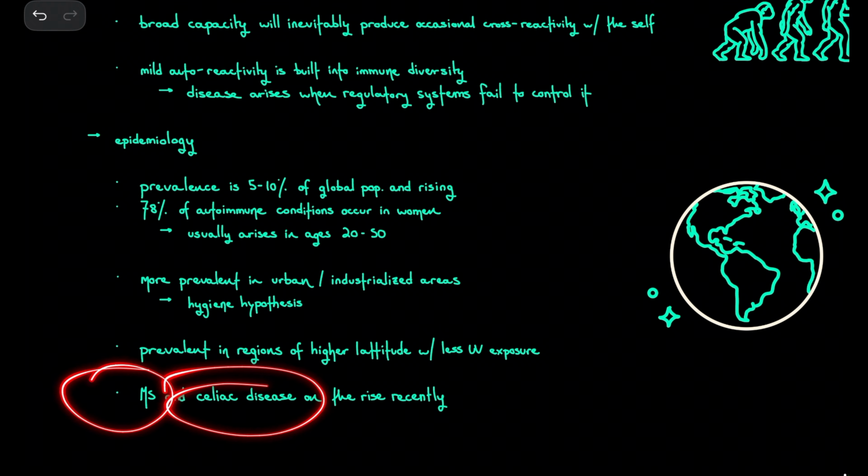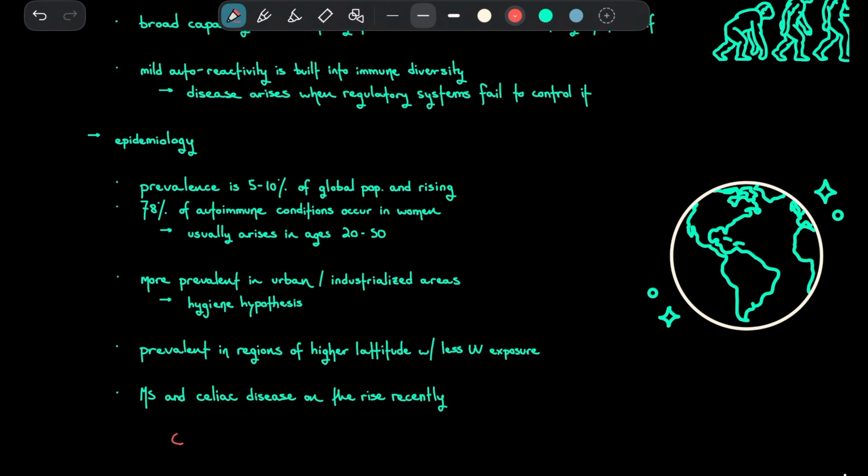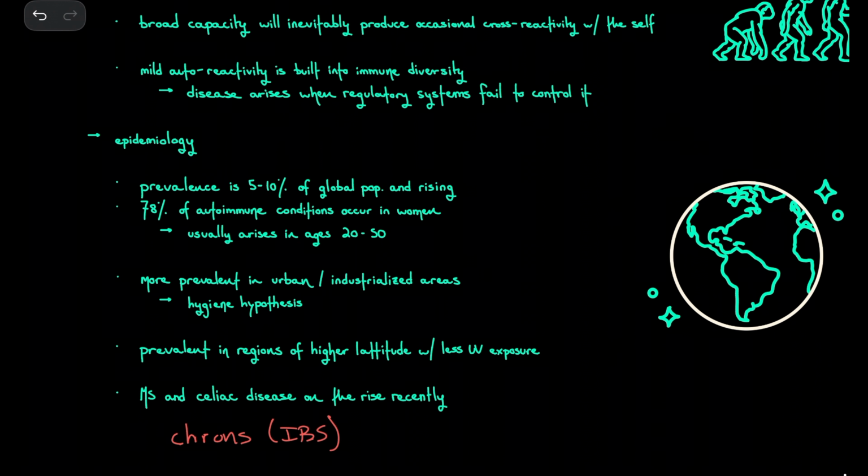MS, celiac, and also Crohn's. So that's just IBD. Many flavors of IBD. These are all autoimmune diseases, and they are on the rise. And it's really interesting as to why. A lot of good theories out there, and I'm sure there's going to be a lot of great research that comes out in the coming decades around them.